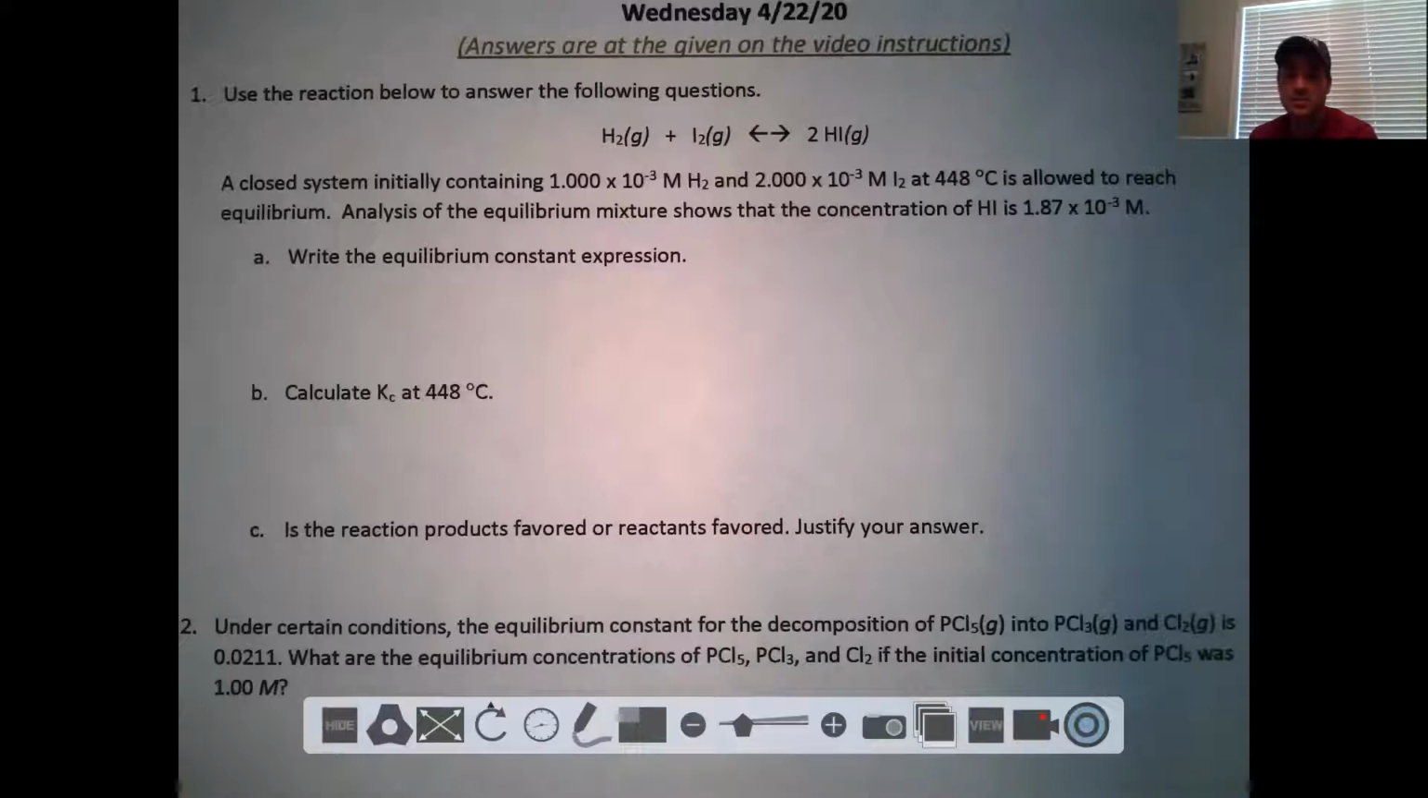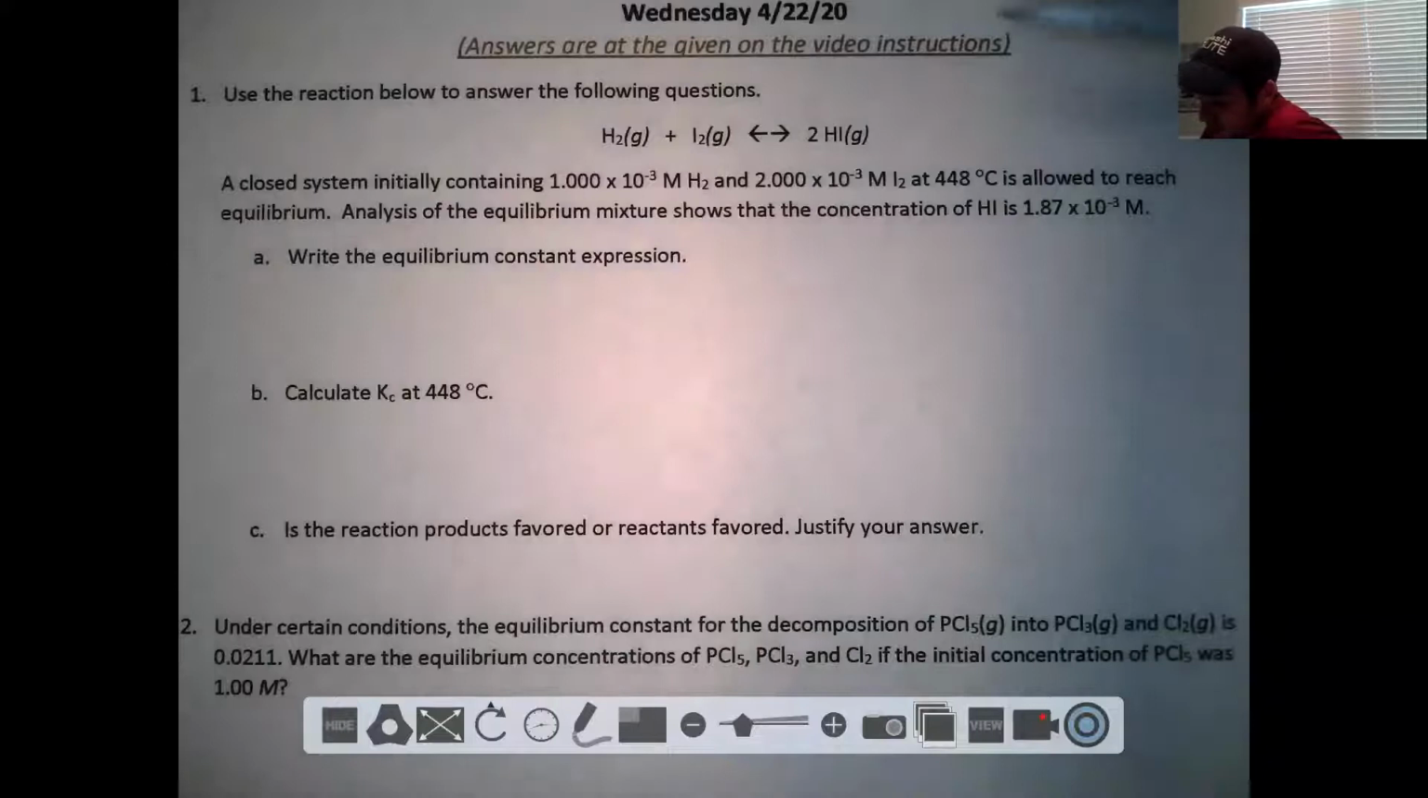It's going to be me explaining how to answer both of these questions, but I'm also going to highlight very important points and things that we need to make sure we consider when doing equilibrium calculations. So starting with this first question.